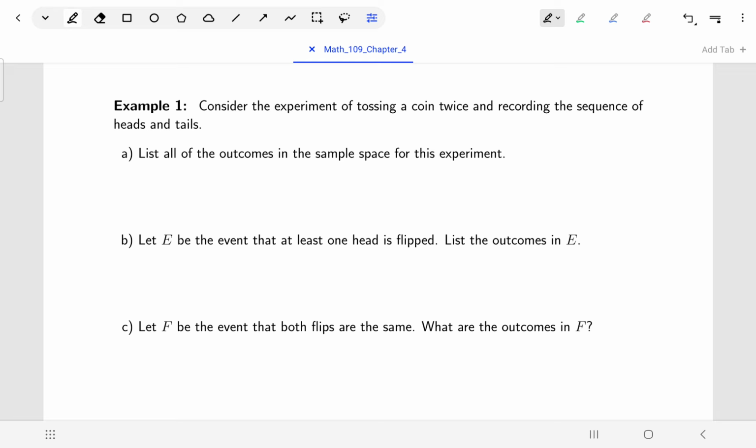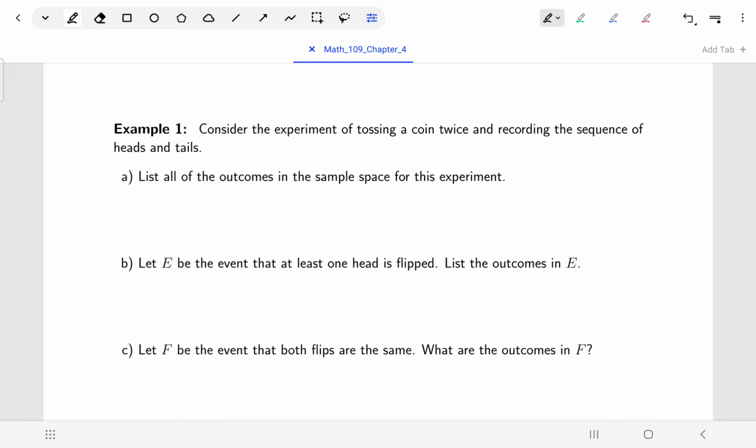I'm going to use my counting skills though, because I know that if I'm thinking about how many possible outcomes there are for this experiment, I know that this is an experiment where there are two tasks. I'm going to flip a coin once and then I'm going to flip it again. And for each time that we have a flip, there are two options. So there's two options for the first flip. There's two options for the second flip.